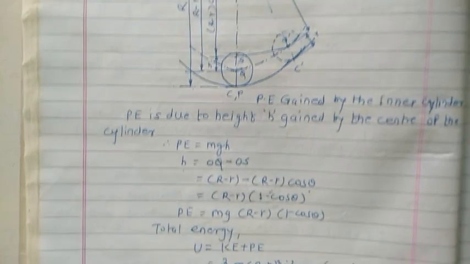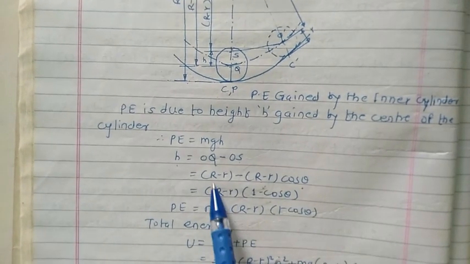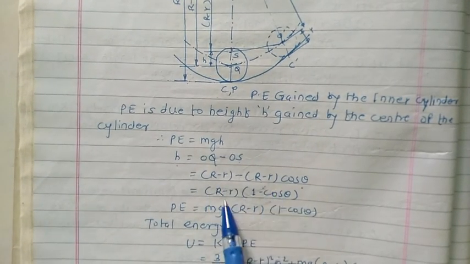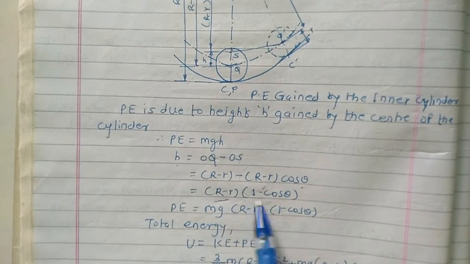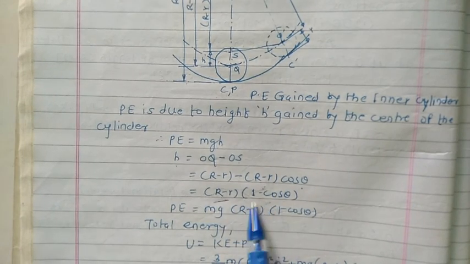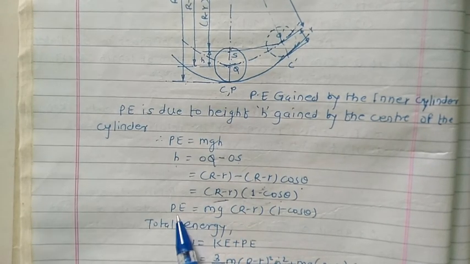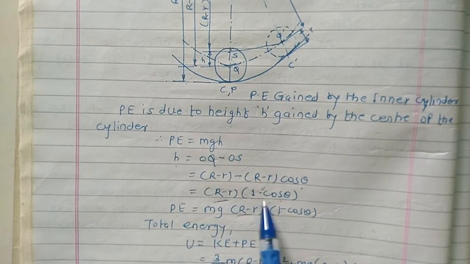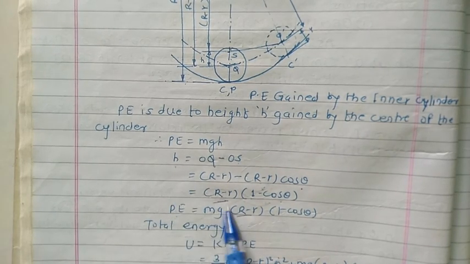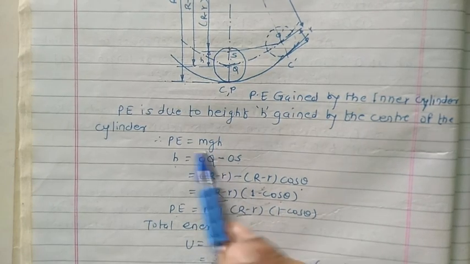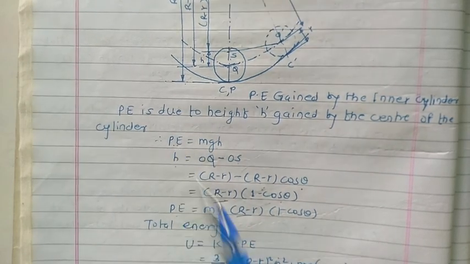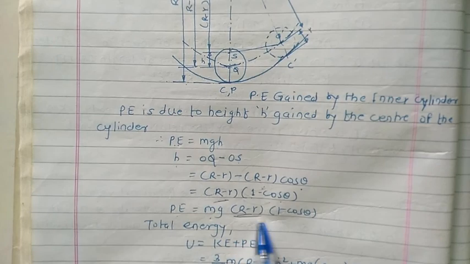Just move towards the next step. So capital R minus small r is common, just take this common. Okay, whatever part remains inside the bracket, just write that part. So 1 minus cos of theta will remain. So what's about the potential energy? This term will remain as it is. So this is nothing but the h term. Okay, so from this relation, potential energy is nothing but mg multiplied by this term, which indicates the h term.